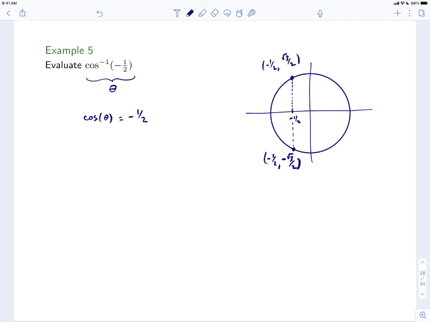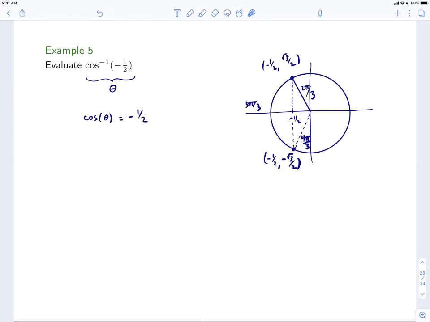So we want to figure out which one of these points we're interested in, because we want to figure out the angle that gives them. Well, this angle right here is 2 pi over 3, and this angle down here, well, if this is 2 pi over 3, then this is 3 pi over 3, and this one's 4 pi over 3. So what does that mean? That means that if your angle is 2 pi over 3, you have an x-coordinate of minus 1/2. If your theta is 4 pi over 3, you get an x-coordinate of minus 1/2. So these are possible theta values.